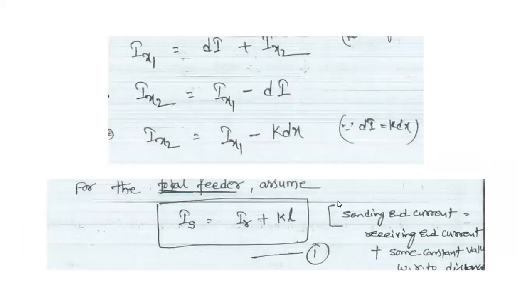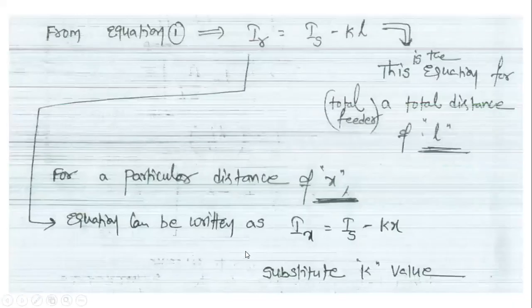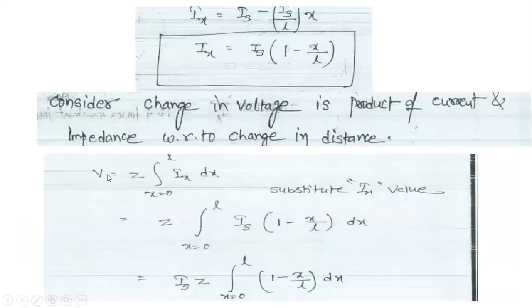Then we calculate the K value. After that, we write down the equation for the voltage. What is the normal voltage formula? V equal to I into R, V equal to I into R.